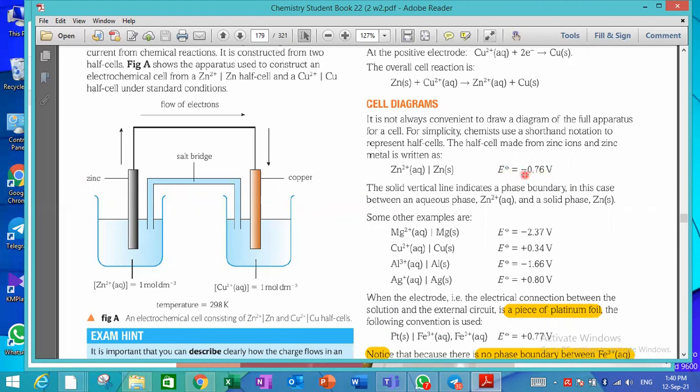The minus value means that the zinc would prefer to ionize to zinc ions. It will prefer to be oxidized to zinc ions because it has a negative value. So this is called a shorthand notation, or we call it a cell diagram.